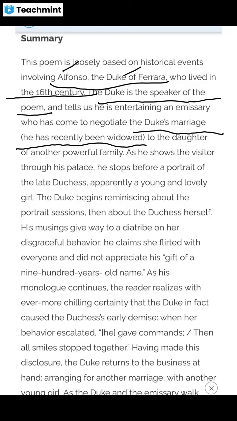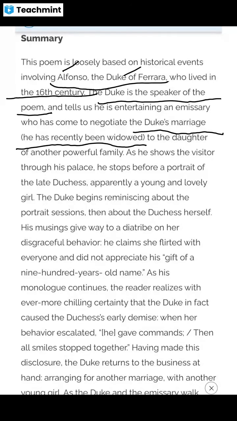You find here who lived in the 16th century. And in the poem, the Duke is the speaker. The poem is in dramatic monologue form. And here you find that Duke is entertaining. The Duke is just conversing with an emissary who has come with the proposal of the marriage.